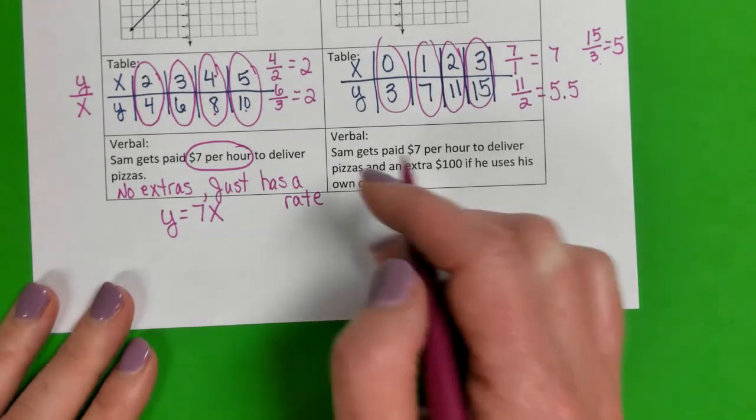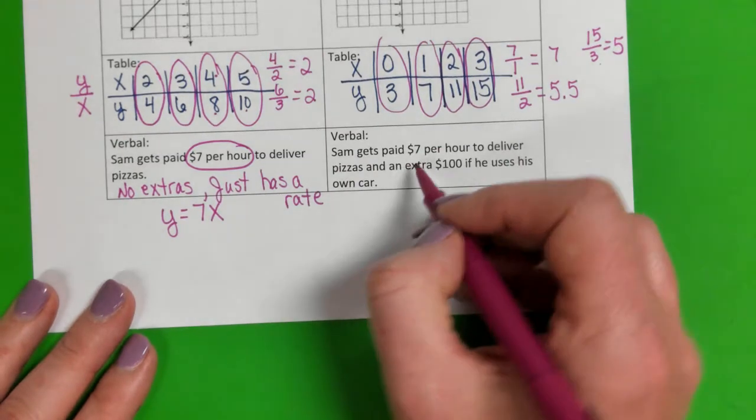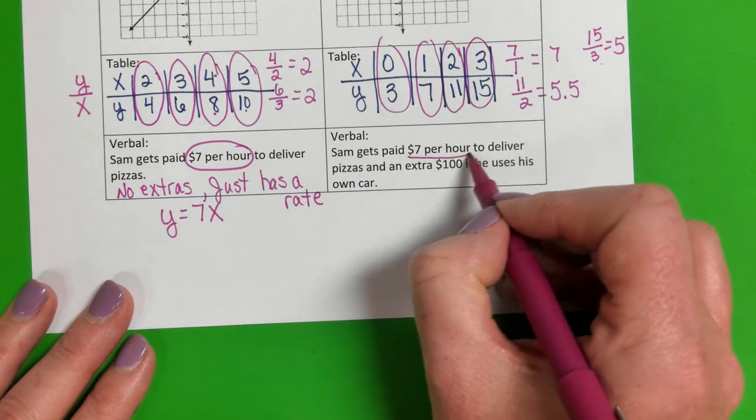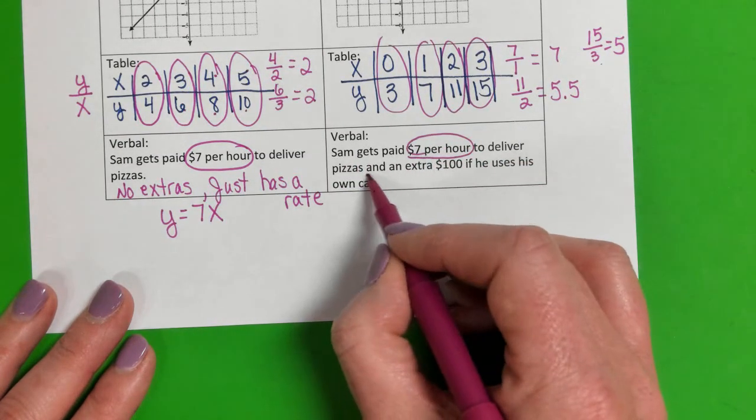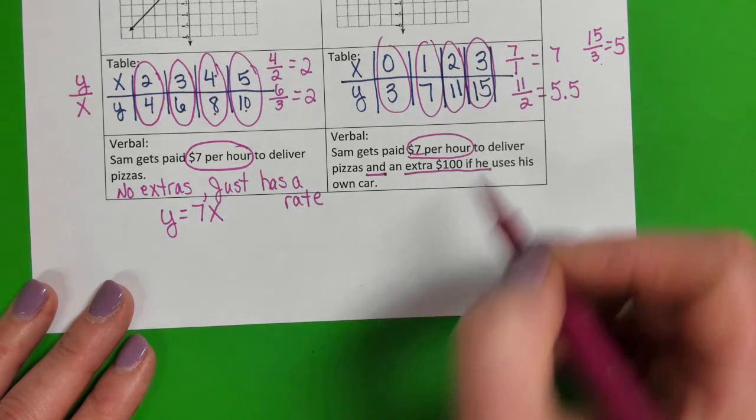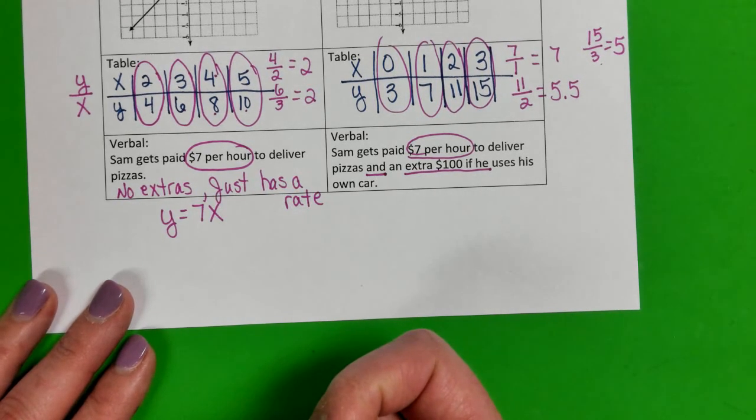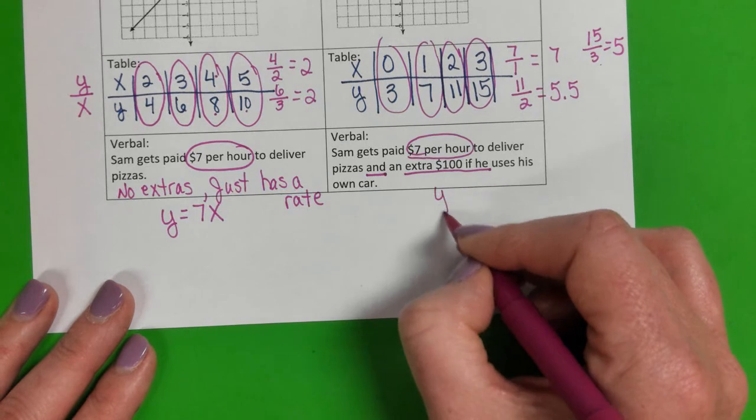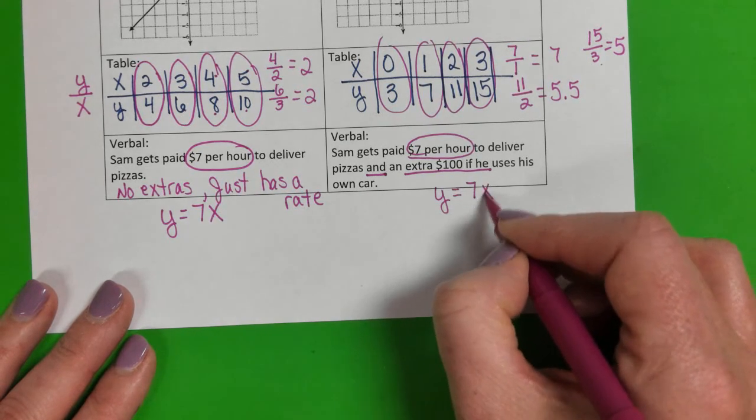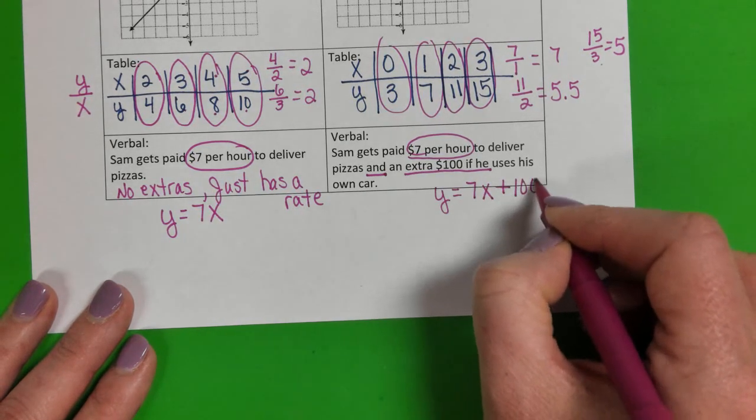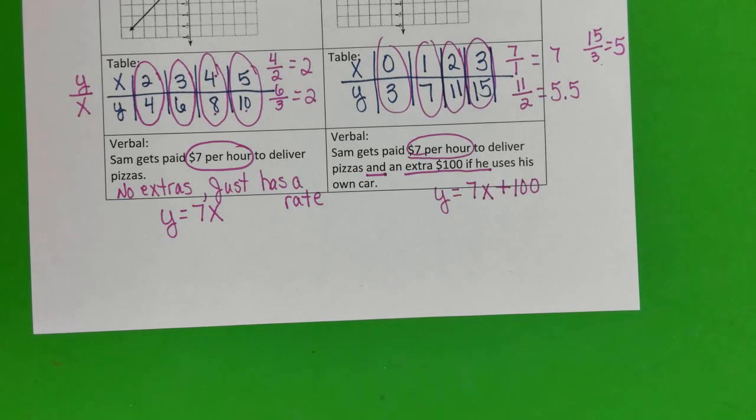But in the second example, for non-proportional, it says Sam gets paid $7 per hour and an extra $100 if he uses his own car. So his equation for non-proportional would look something like this. So non-proportional has extra fees added onto it.